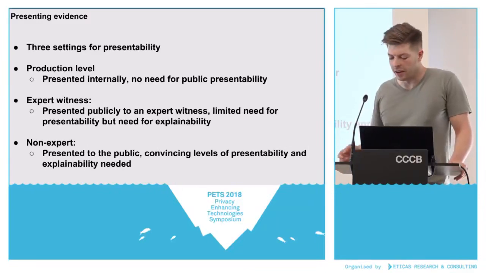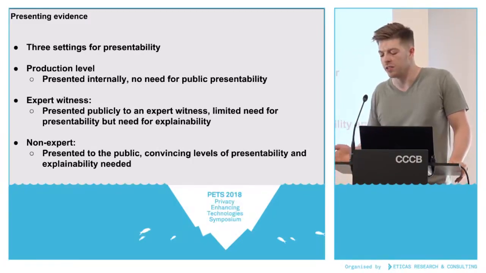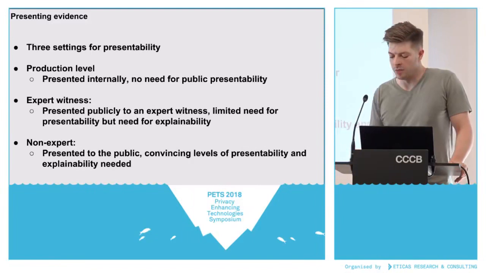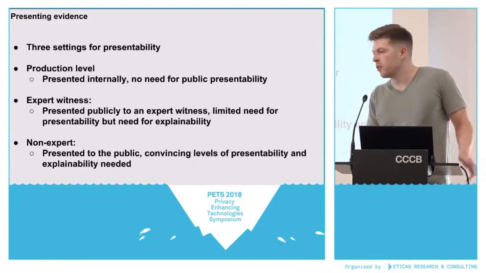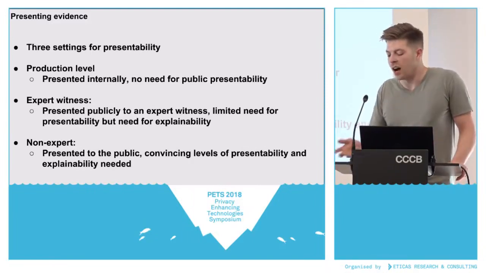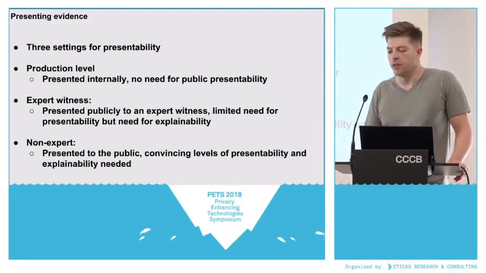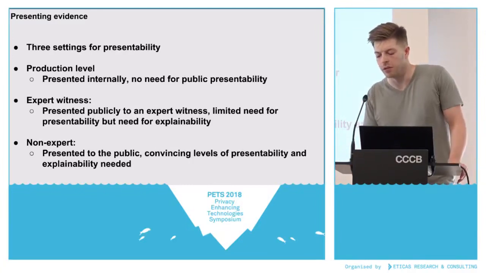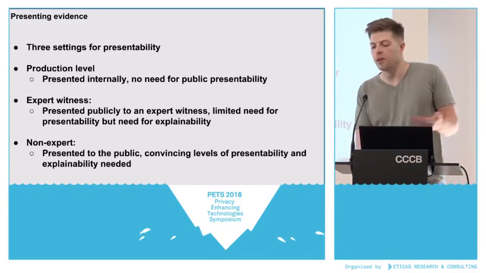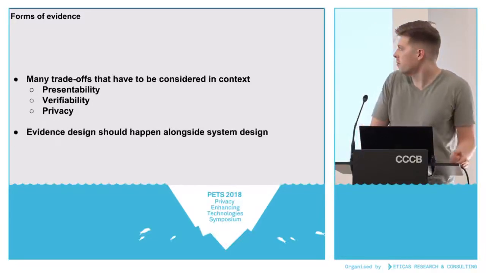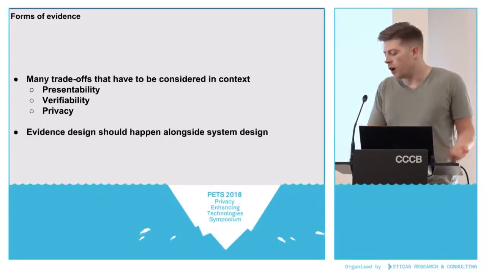Maybe if you want to present it publicly, do you have an expert witness that can explain the decision that's made based on the evidence to a reasonable level that it will be publicly trusted? Or do you not have that, and you actually want something that's publicly verifiable and that anyone can more or less understand, which is very, very non-trivial for things that are cryptographic or differential privacy and so on. And you have a lot of trade-offs.